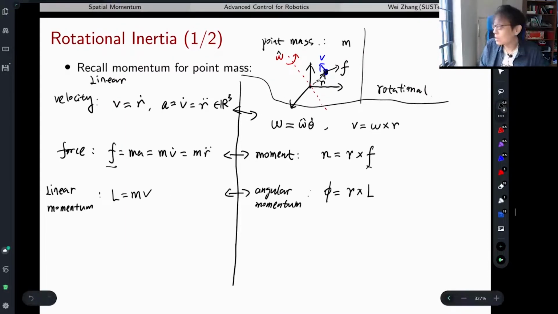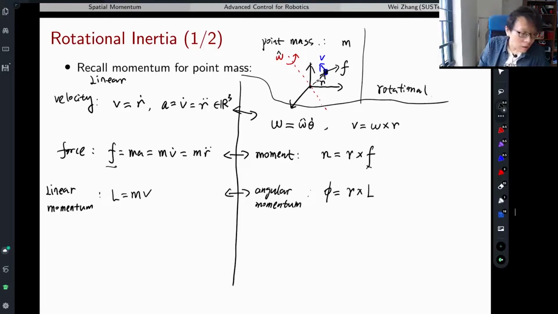And momentum physically means how hard the motion can be changed. If you want to change the momentum, you need to apply a force. Otherwise, the momentum is conserved.